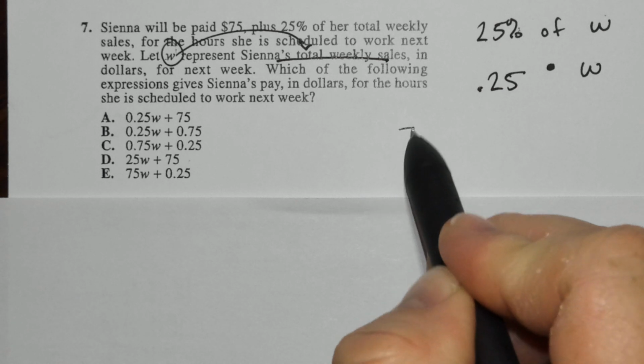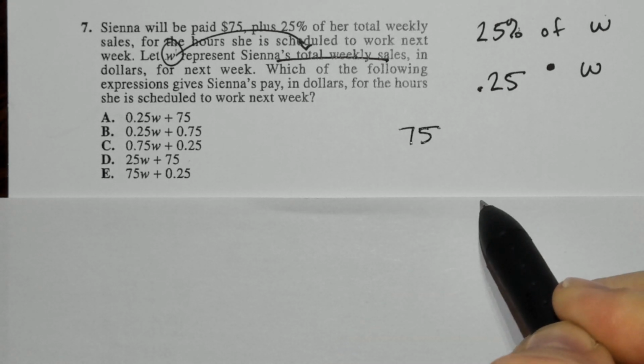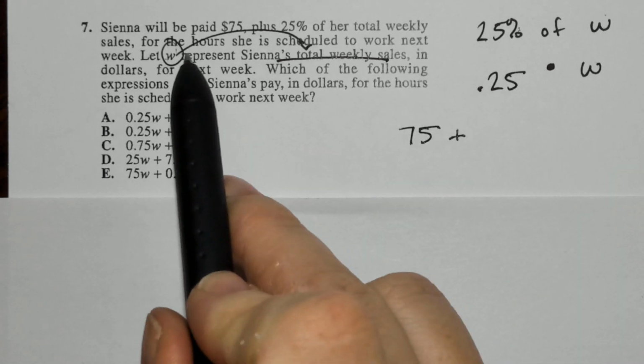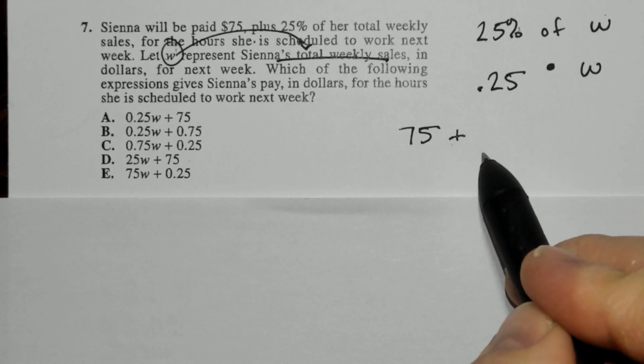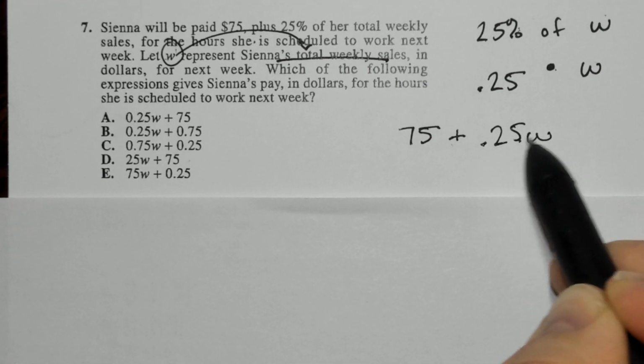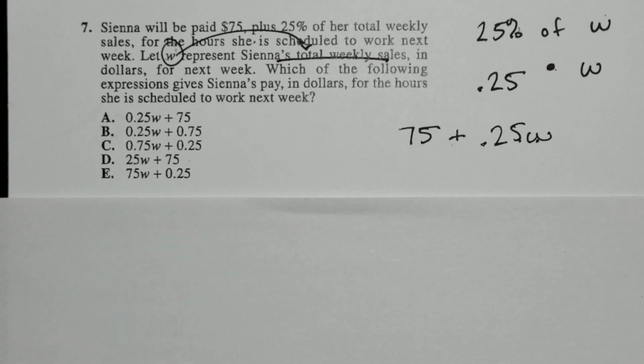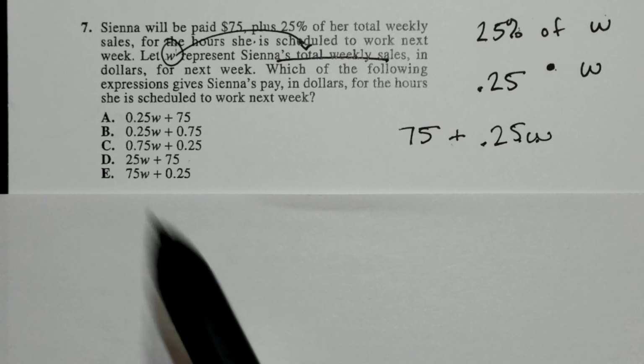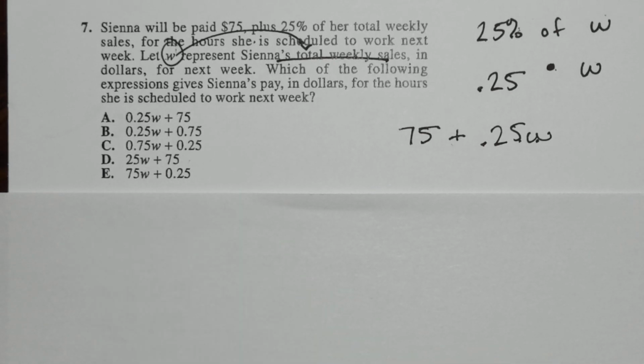So it's given that Sienna makes $75 plus an additional 25% of her weekly sales. When I look at my choices below, I can see the correct answer is A. Now, there's another way we can look at this and achieve the same expression below.